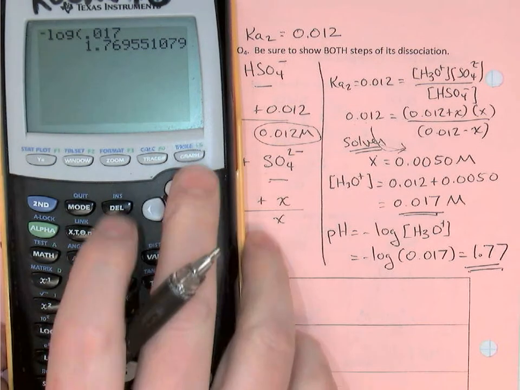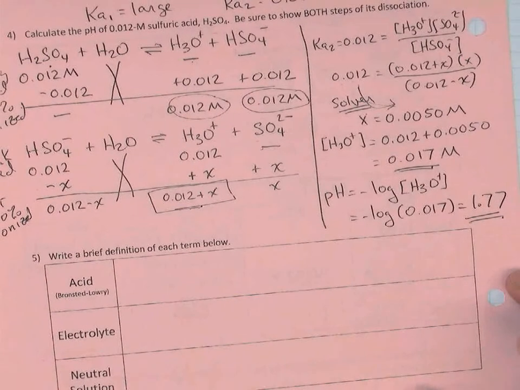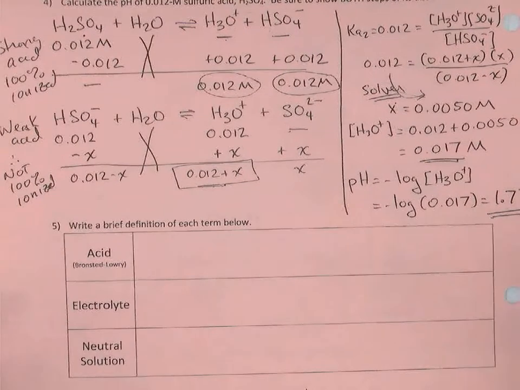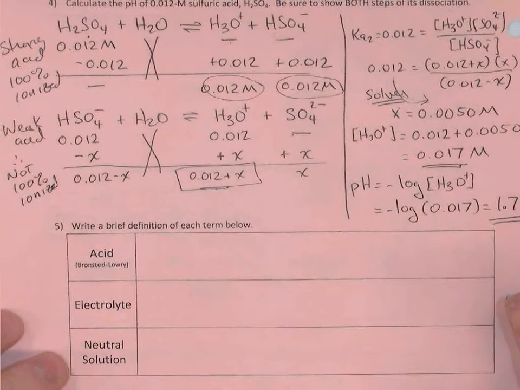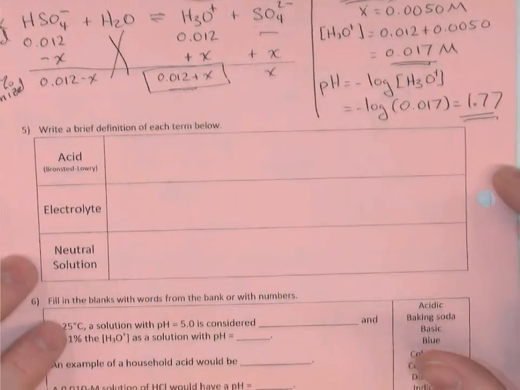And it makes sense that it's such a low pH for two reasons. Sulfuric acid is a strong acid, diprotic, and it was a reasonably concentrated solution, 0.012 molar, so it's going to have a pretty low pH.